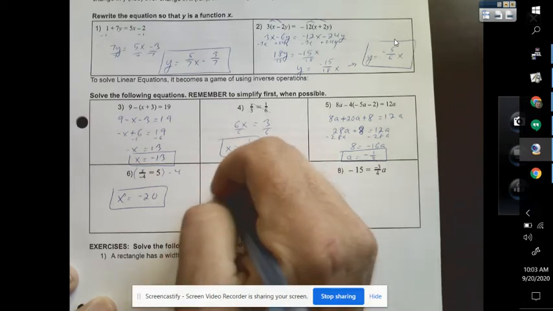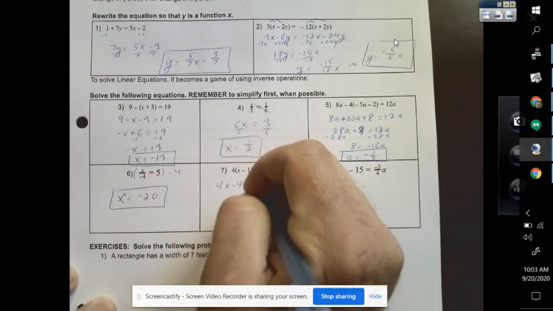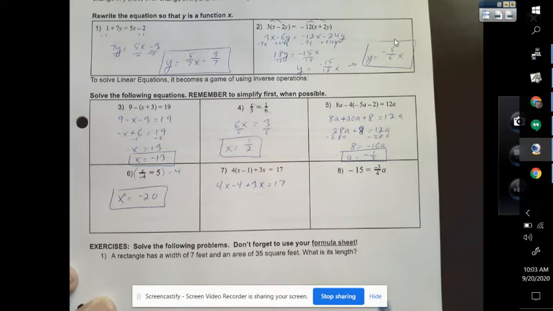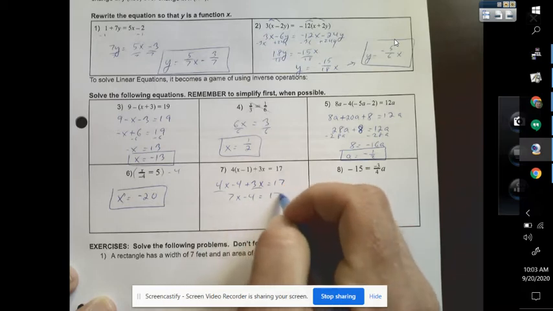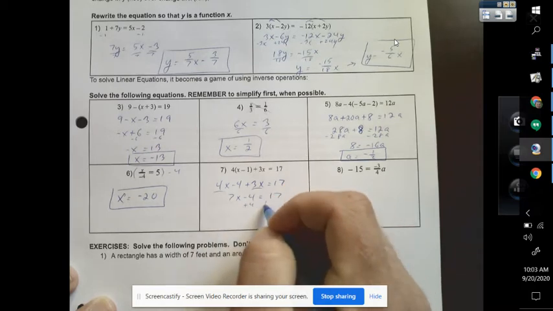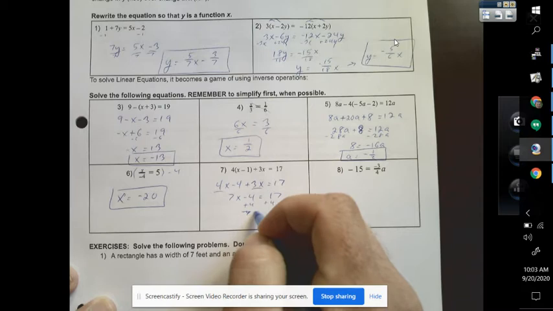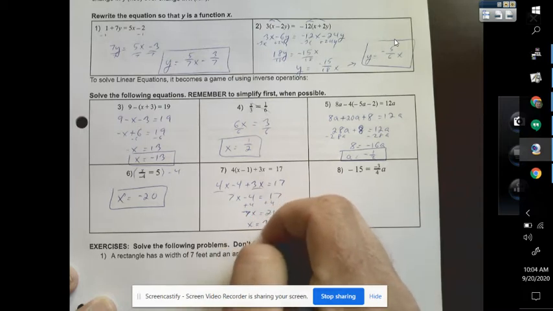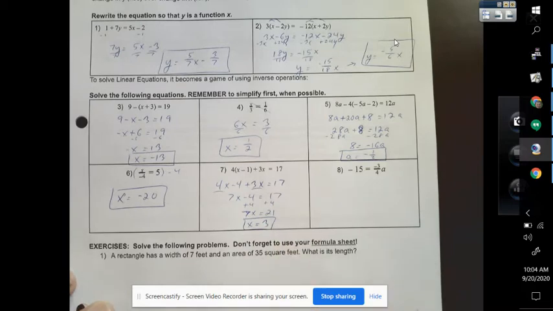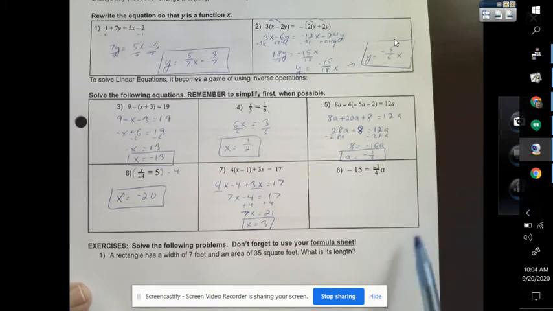Distribute again. 4x minus 4 plus 3x equals 17. Okay. 4x and 3x, if I combine like terms, gives me 7x. I can add 4 over. Okay, divide by 7, x equals 3. Sorry, these are such tiny boxes.